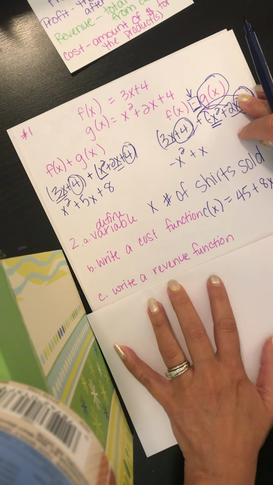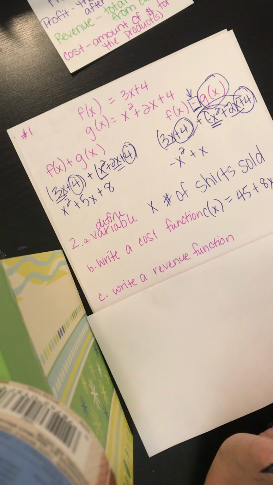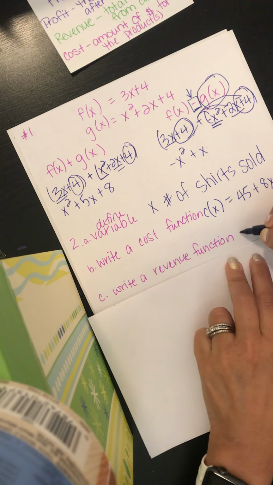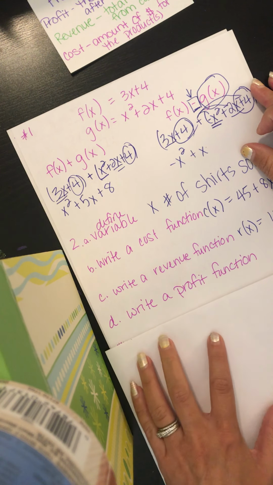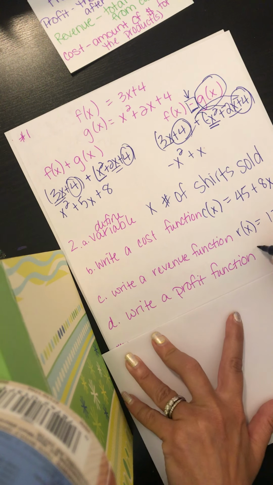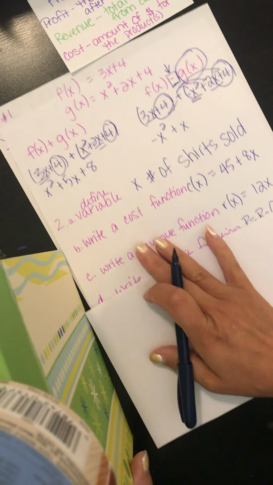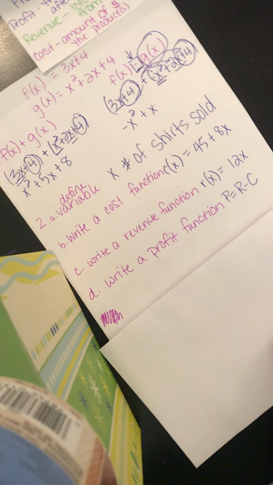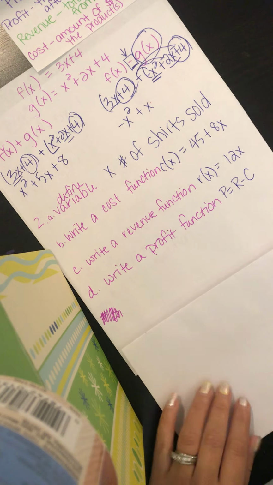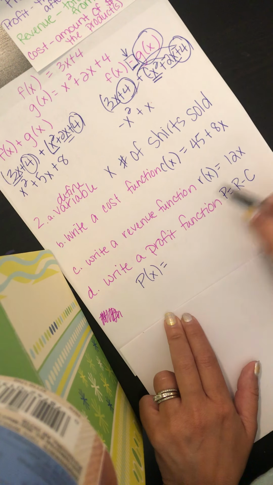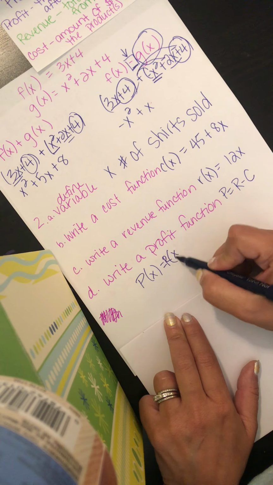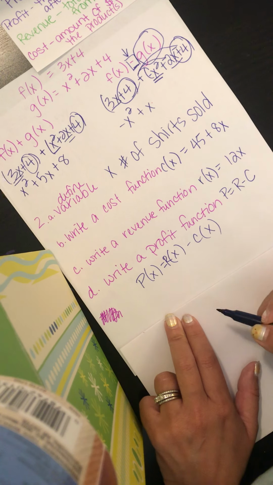Then it says to write a revenue function. So that revenue is the amount I receive from the customer. In this case, what are we selling the shirts for? And it says that they're selling for $12 each. Okay, so then it says to write a profit. Profit is actually going to be revenue minus cost. Just making sure you can see that. Revenue minus cost. So in this case, my P of x will be my R of x minus my C of x.